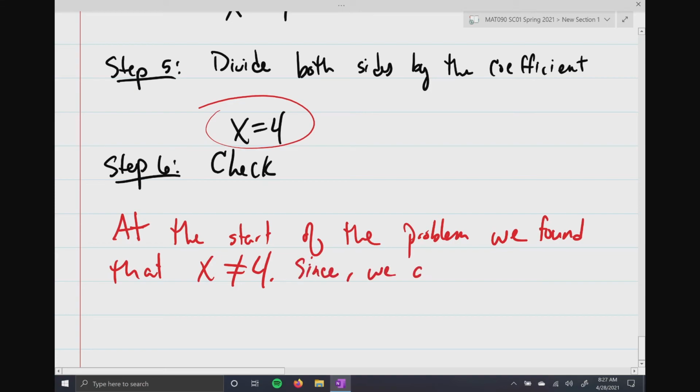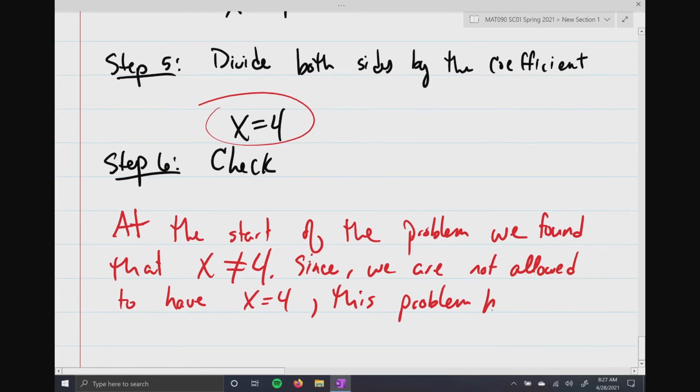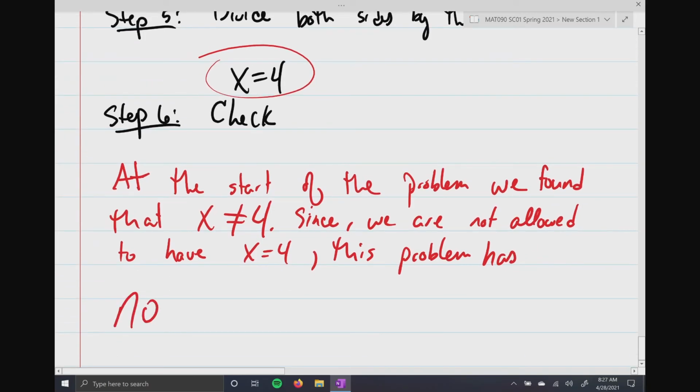So since we are not allowed to have x equals 4, this problem has no solution. And that'll happen from time to time. Just because it looks like you have an answer doesn't imply that you do. You got to be better than that. Okay? Are there any questions with that?